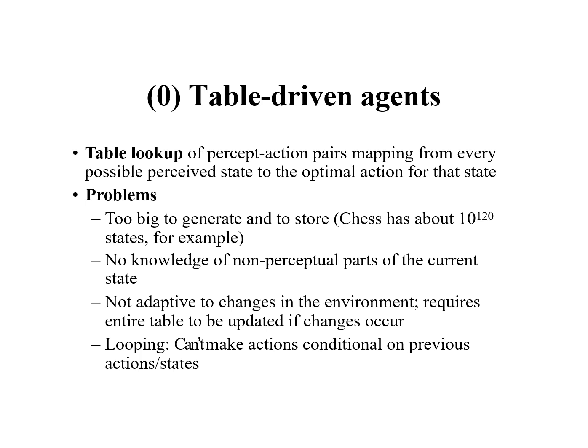Next, looping. It can't make action conditional on previous actions or states. Like if a change occurs in the previous state, we cannot change it. We can't make the actions conditional, right? It's just the problem stated here of the table-driven agents.